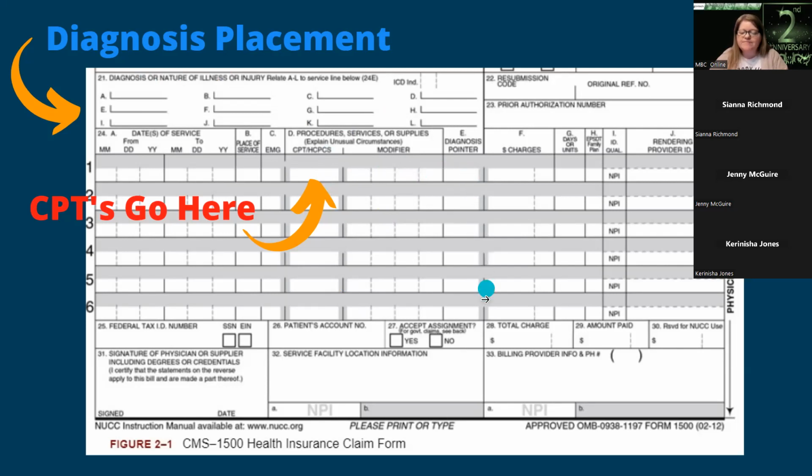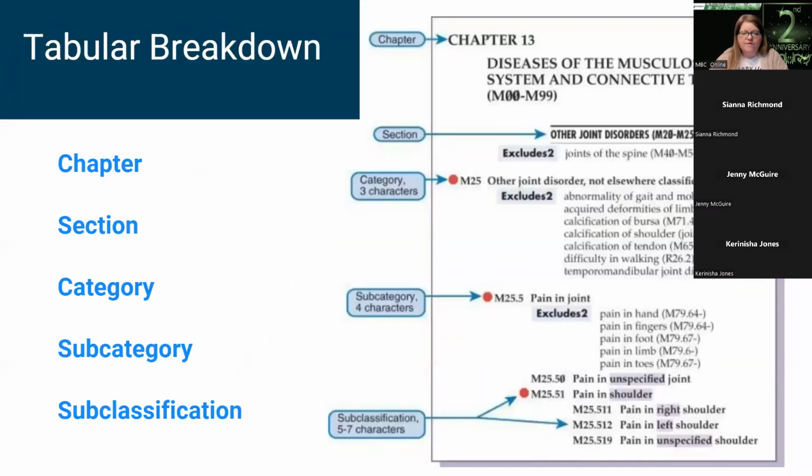Diagnosis pointers, I've never really used those. But this I have filled out and had pages and pages of it. And I've seen cases where we had all of these diagnosis codes filled out. So that's where they go in the claim form.